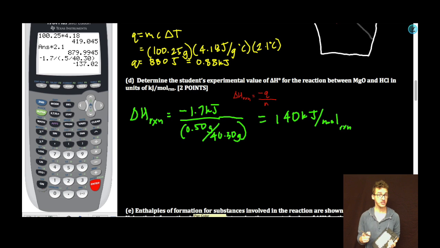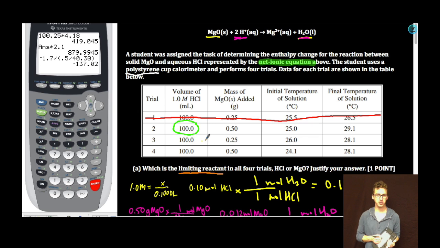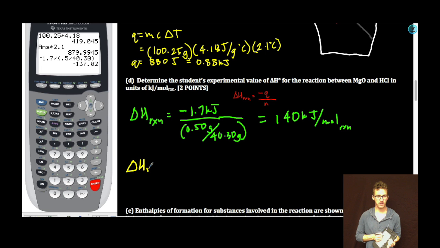Now that might not quite do it, so I'm going to do it again here. But this time, I'm going to use the information from trial 3. And remember that in trial 3, we're only using 0.25 grams of MgO. So delta H of the reaction is equal to negative 0.88 kilojoules over 0.25 grams divided by my molar mass of 40.30 grams.